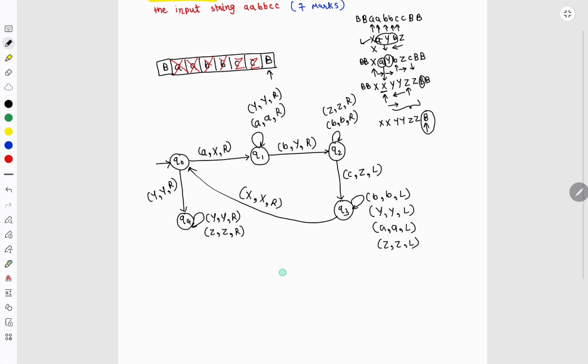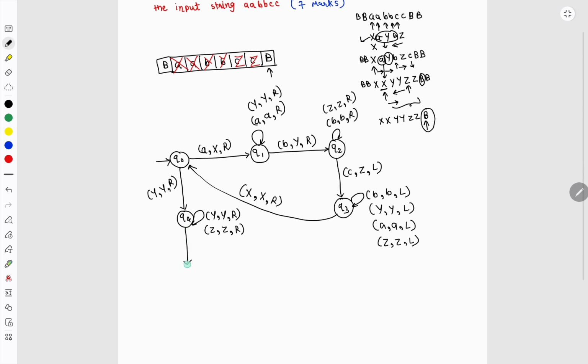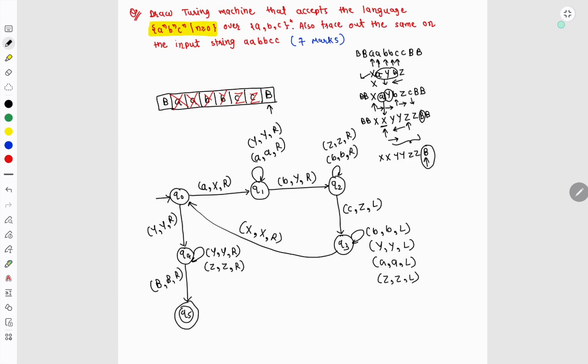So how can we write this? If we give Q4 state a blank space, it will be blank space and right or left, whatever you can write. And this state will be the accepted state. This is our Turing machine.